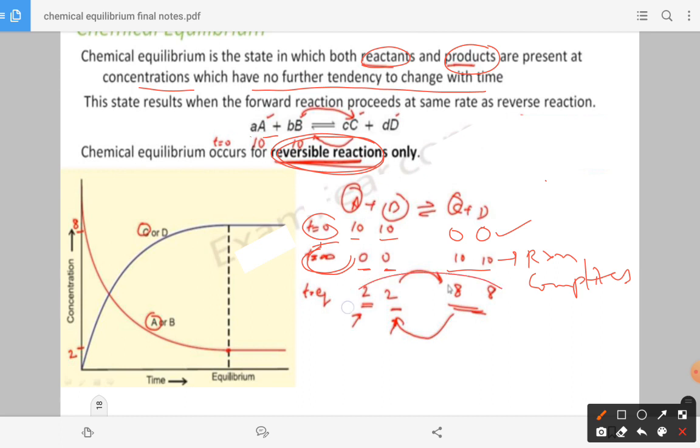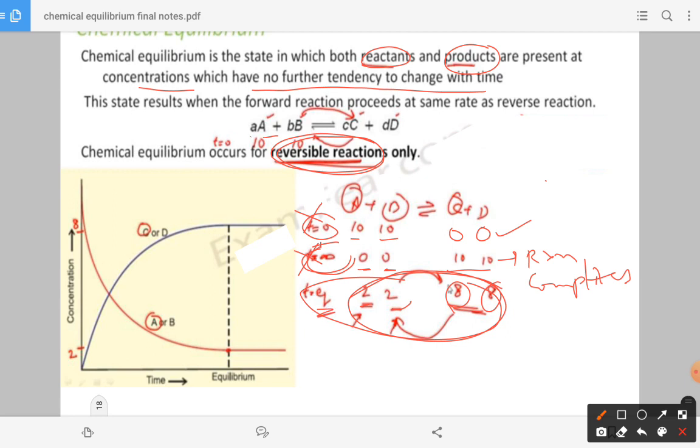But at a particular time, the number of moles of A we have is 2, the number of moles of B is 2, and C is 8, D is 8. This is called equilibrium. Initially we don't have equilibrium, at the final condition also we don't have equilibrium, but in the middle of the reaction we have equilibrium.